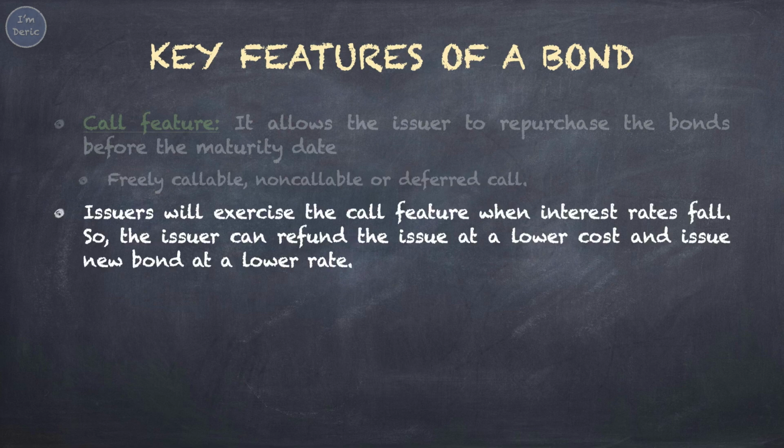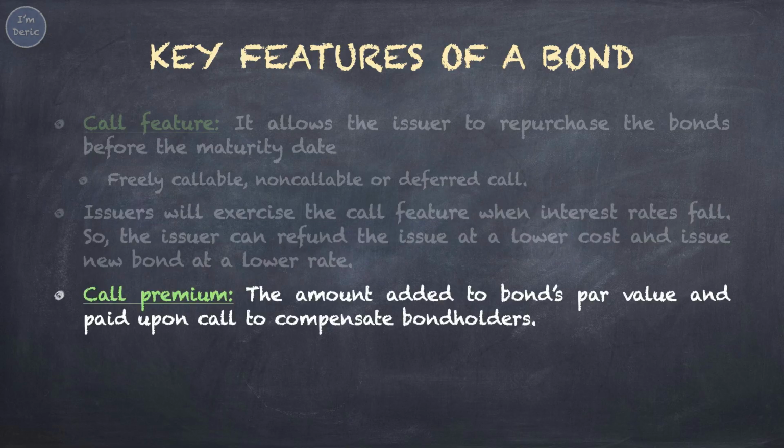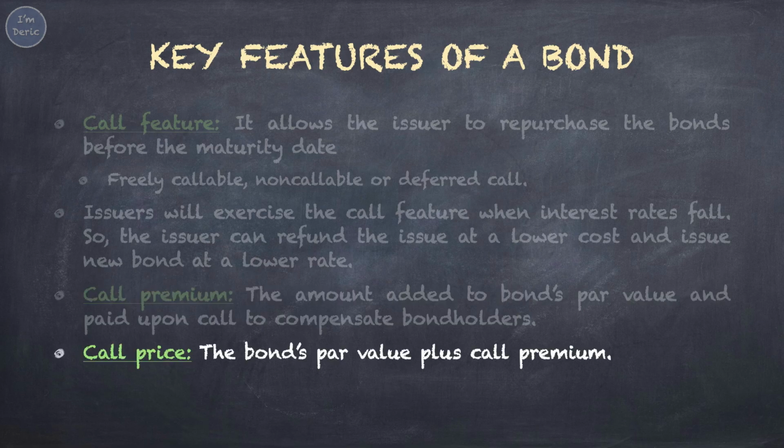Issuers will exercise the call feature when interest rates fall. So the issuer can refund the issue at a lower cost and issue new bonds at a lower rate. Call premium, this is the amount added to bonds' par value and paid upon call to compensate bondholders. Call price, the bond's par value plus call premium.